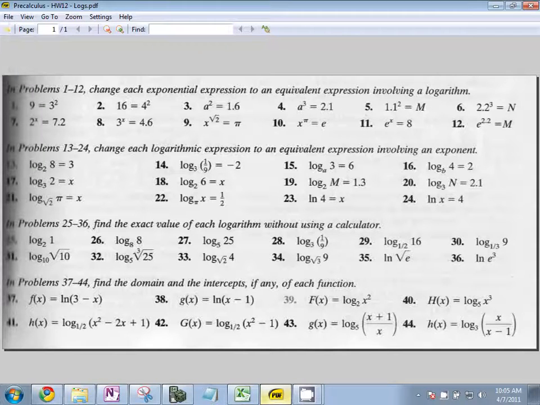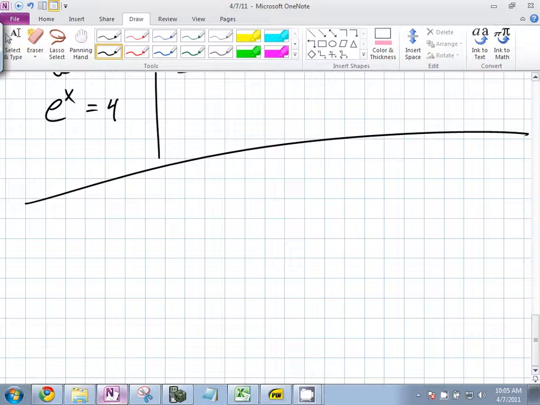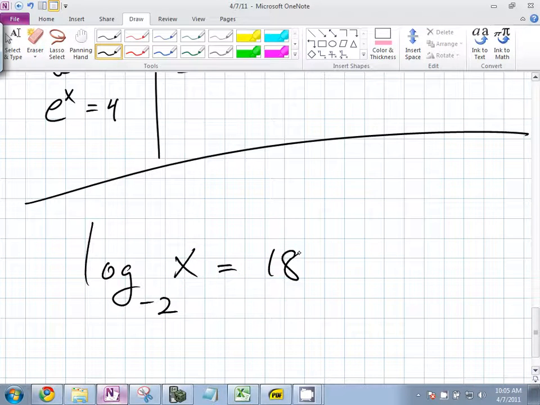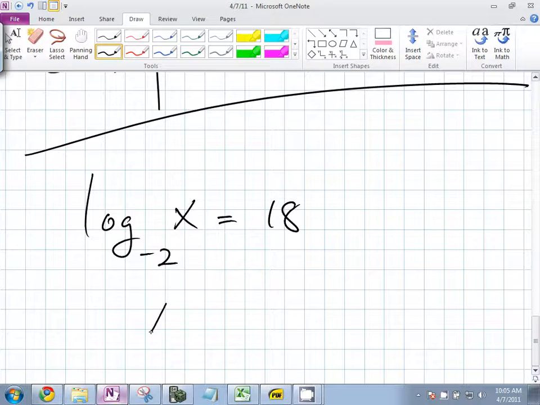Can the base be negative? For example, can you have log base negative 2 of x equals 18? Something like that, right? Well, look, all that means is x is equal to negative 2 to the 18th. However, it really depends on the question.